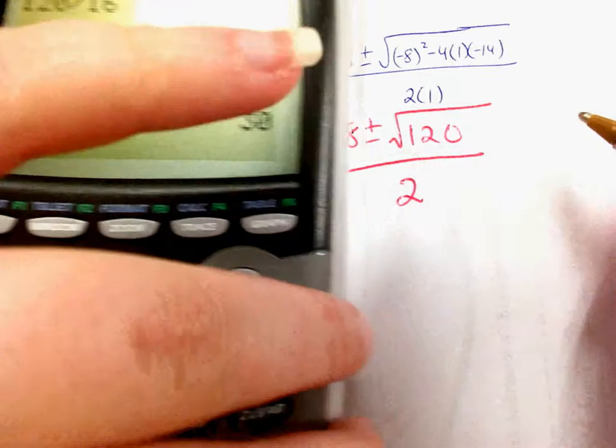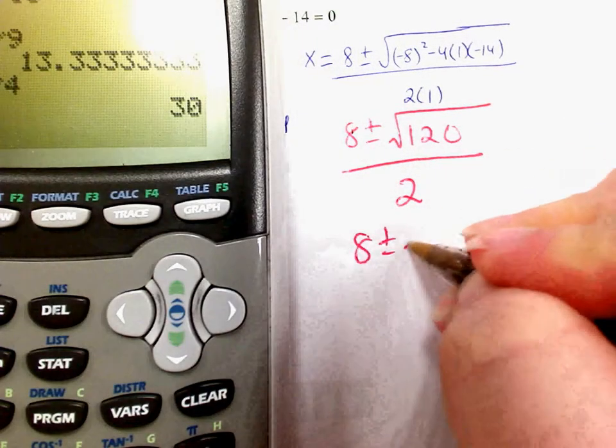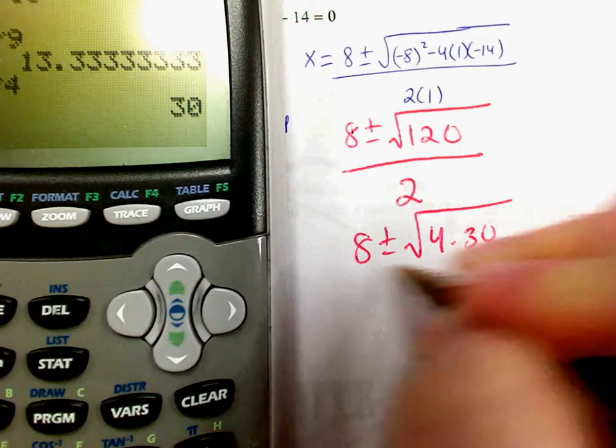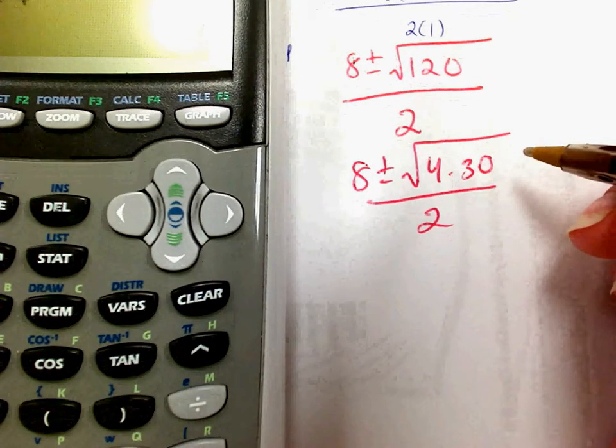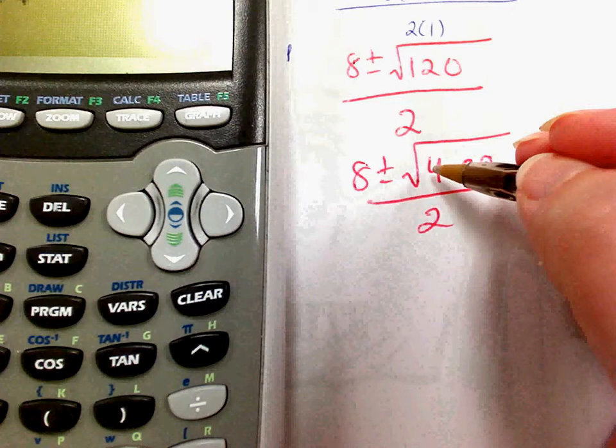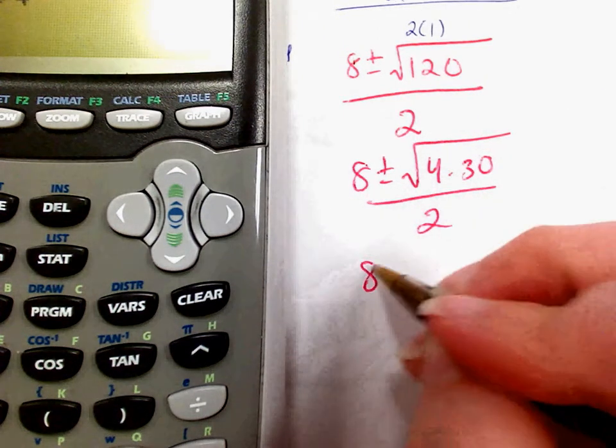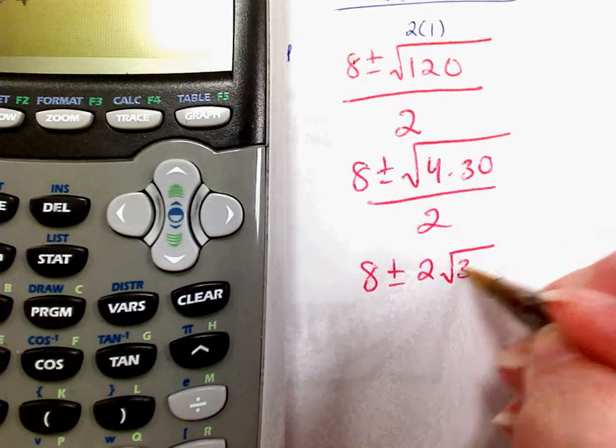120 is the same thing as saying 4 times 30. How can I use that? Square root of 4 is what? So 8 plus or minus 2 square roots of 30 over 2.